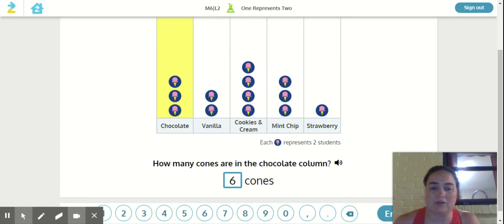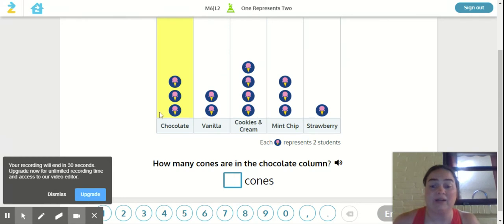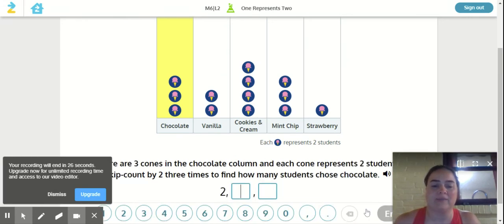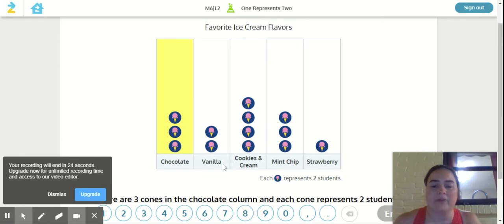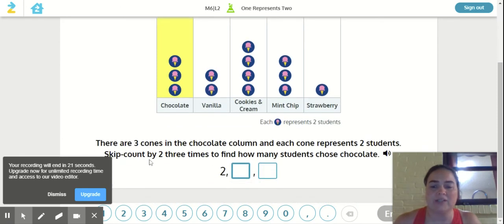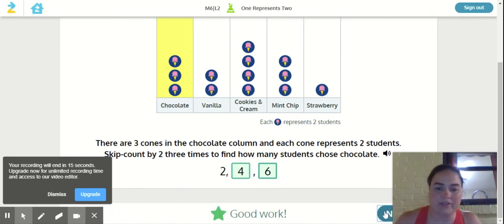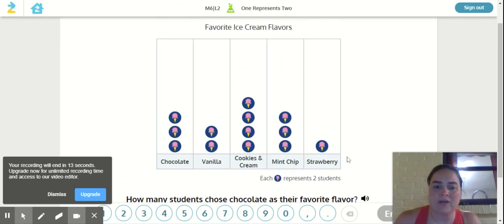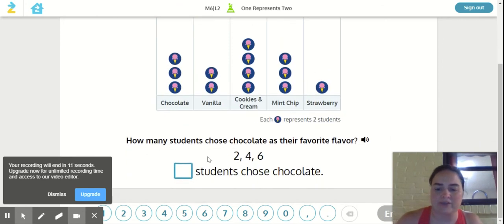How many cones? Oh, look at that. Miss French got too fast there. How many cones are in the chocolate column? How many cones do we see there? 3. I got to hurry because my video is going to end again. There are 3 cones, and they represent 2 students. Skip count by 2s. 2, 4, 6. Enter. So how many students chose chocolate as their favorite? 6. All right.